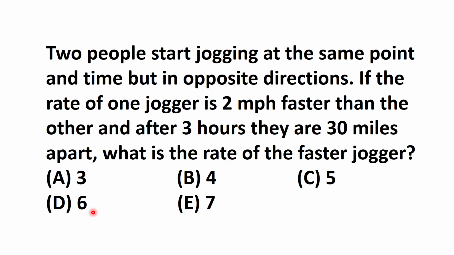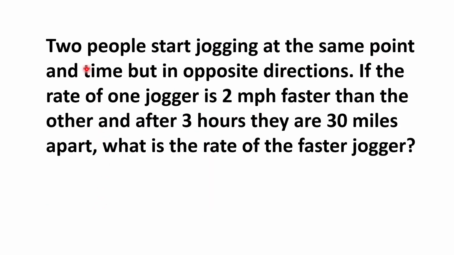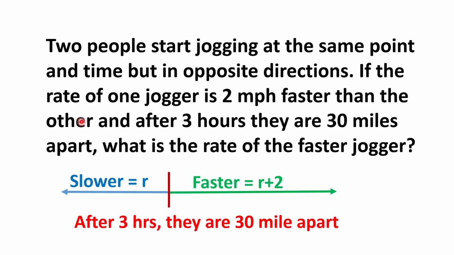First of all, you will have to understand the question, that is, what is given. According to the question, there are two joggers and they start from the same point and run in opposite directions. Let's say one is slower and one is faster. The rate of the slower is r, and the rate of the faster is r plus 2, because it is given that one jogger is 2 miles per hour faster than the other.